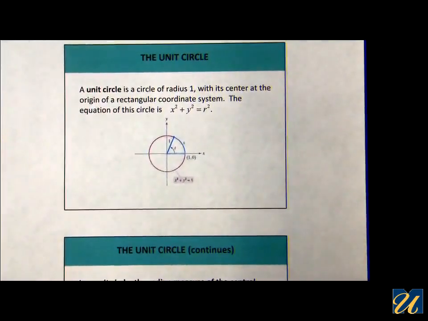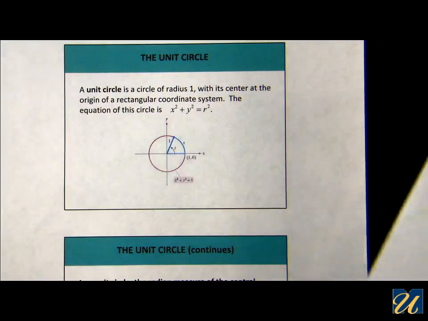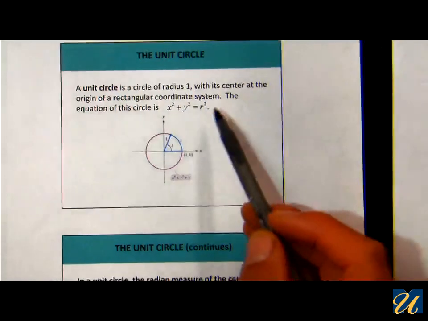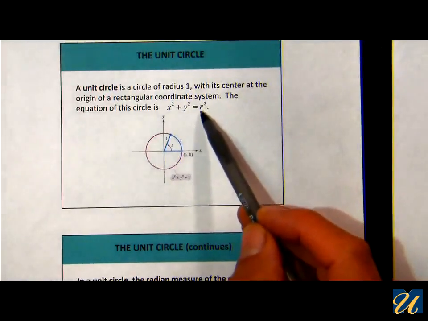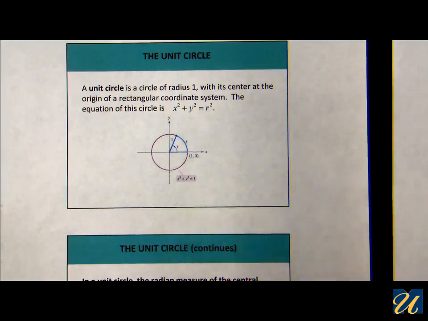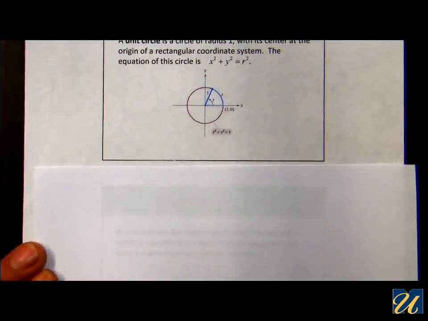Unit circle, as we discussed in the previous PowerPoint slide, is a circle of radius 1 centered about the origin. So the equation of the circle centered about the origin is x squared plus y squared equals r squared. And with r being 1, then 1 squared is 1, so the equation of the unit circle, as shown here, is x squared plus y squared equals 1. So let's get a quick sketch of the unit circle here.